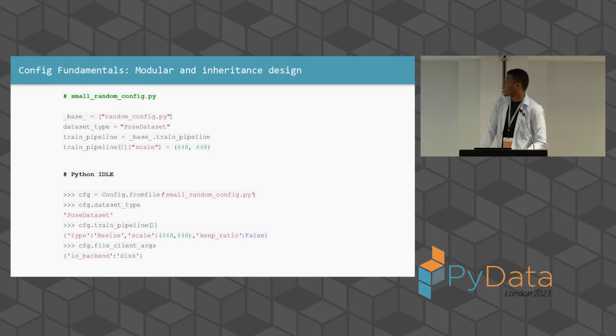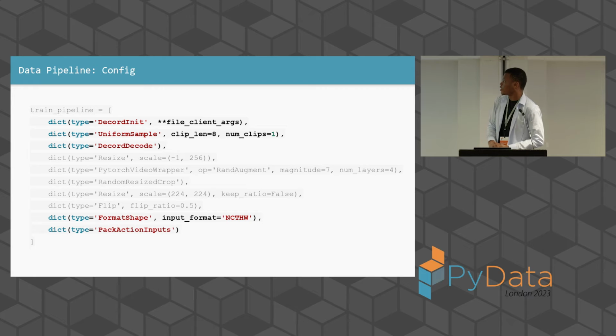Okay, so going into what the data pipeline looks like, this is the train pipeline. It can be changed into the validation pipeline. In this case, you have the decode init, which is the class that's being used to read the videos in. Then your uniform sample. What uniform sample does is it takes your video in, and as I mentioned earlier, you can't just read in all the frames. You need to sample appropriately. So a clip length of 8 per sample, and the number of clips just means how many samples it takes from your video.